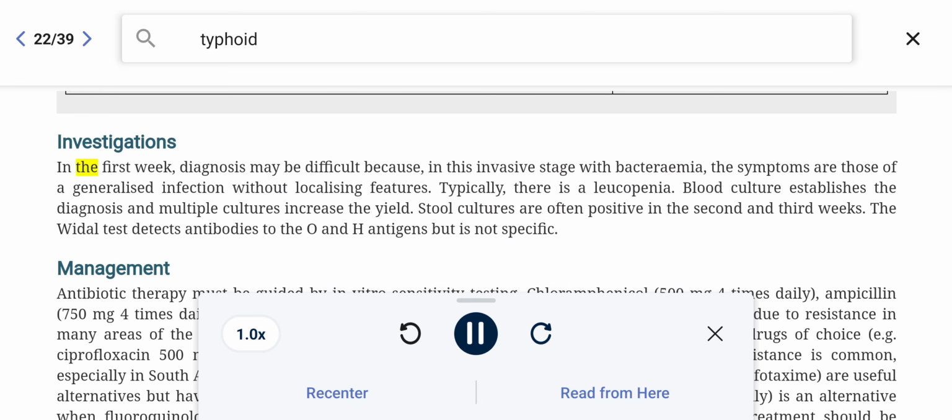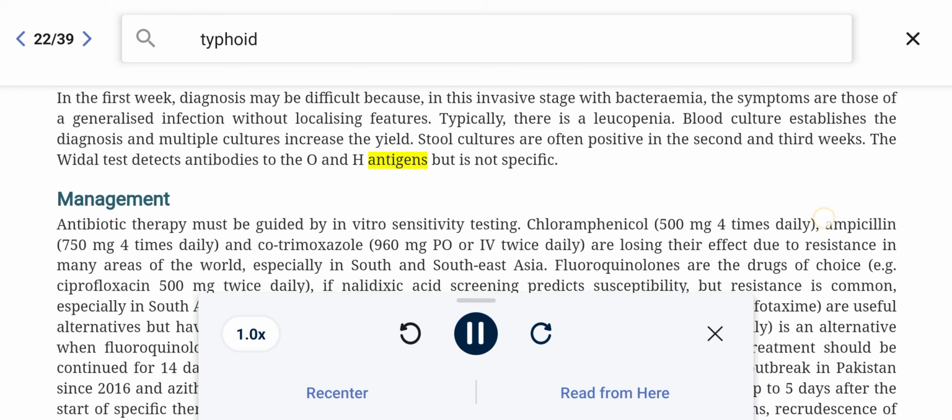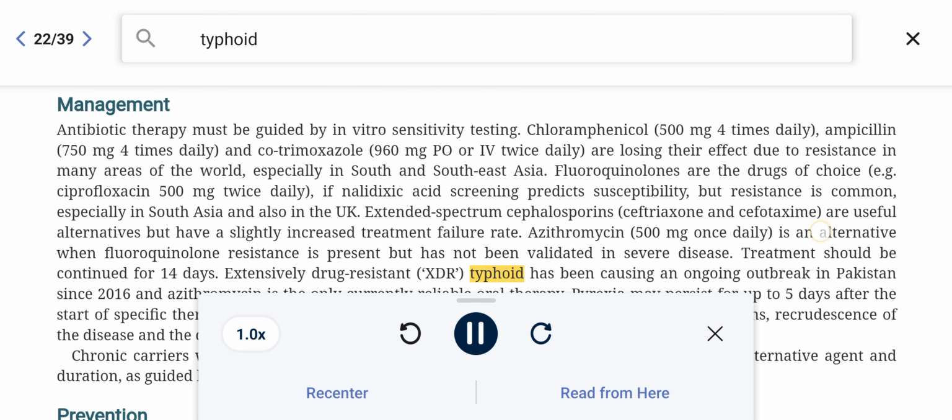Investigations. In the first week, diagnosis may be difficult because, in this invasive stage with bacteremia, the symptoms are those of a generalized infection without localizing features. Typically, there is a leukopenia. Blood culture establishes the diagnosis and multiple cultures increase the yield. Stool cultures are often positive in the second and third weeks. The Widal test detects antibodies to the O and H antigens but is not specific.